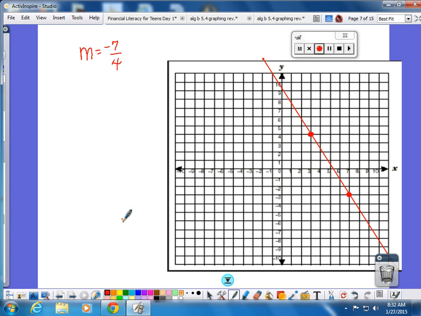Now let me ask you a question. The slope of a line, if I'm looking at any line, does the slope on that line stay constant all over the line, or does it change at different points?